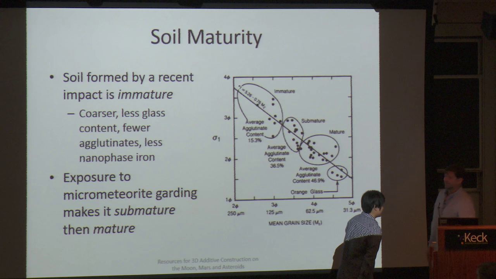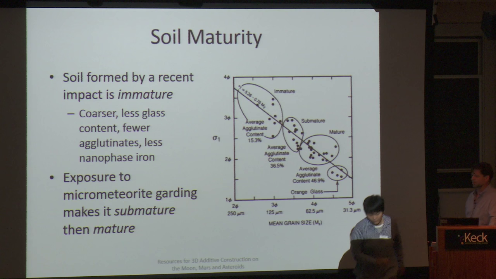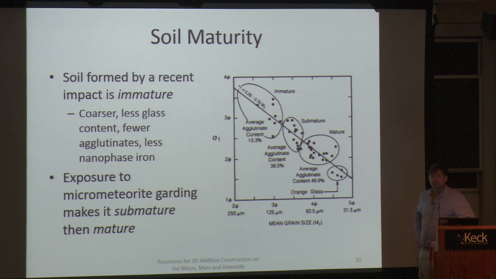Okay, so the particle size distribution is a function of the maturity of the soil. Whenever fresh regolith is created through a large impact that fractures and breaks up bedrock and throws it out, creating a new blanket around the impact site, that material is relatively coarse regolith, and we call it immature. As it sits weathering on the surface, it eventually becomes finer and finer until it becomes what we call mature soil. Once it's mature, there's a balance of fracturing large particles and gluing together small particles, and it reaches a steady particle size distribution.